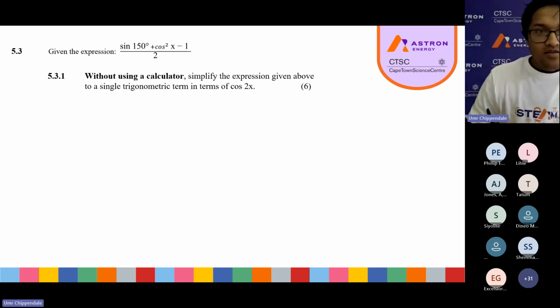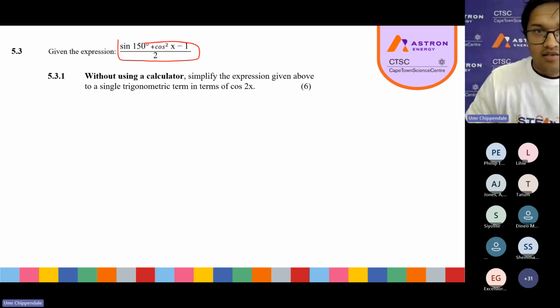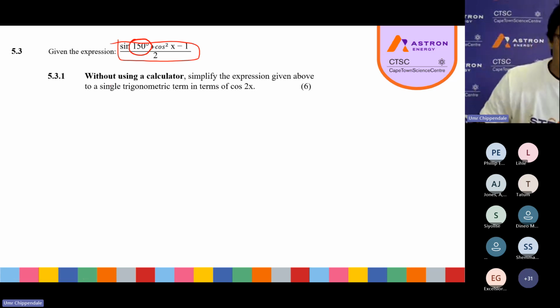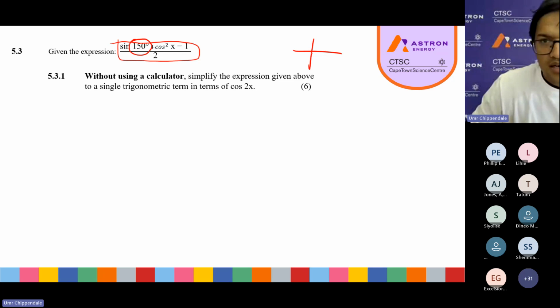So, okay, the first thing we're going to do is, this is what we are given. And they say without the use of a calculator. This is our given expression. Based on that, the first thing we need to do is make this into an acute angle. That means, of course, make it less than 90. So how do we do that? We go to our diagram. So 150 would be not here, but in between here.